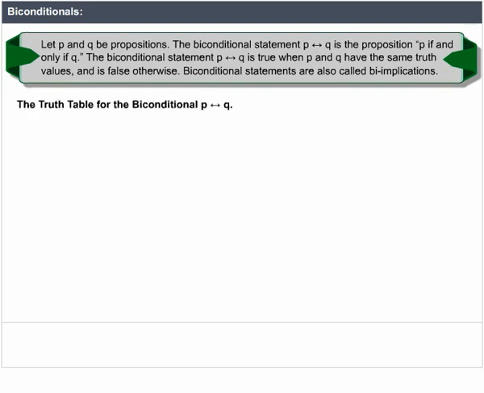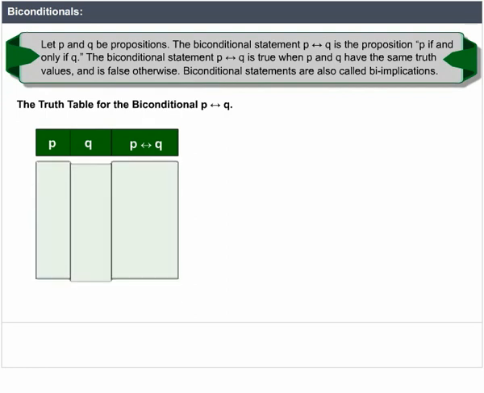The truth table for the biconditional P if and only if Q. The table has three columns: P, Q, and P if and only if Q. We're going to see the table row by row. First row, P represents T, Q represents T. Then P if and only if Q is T.